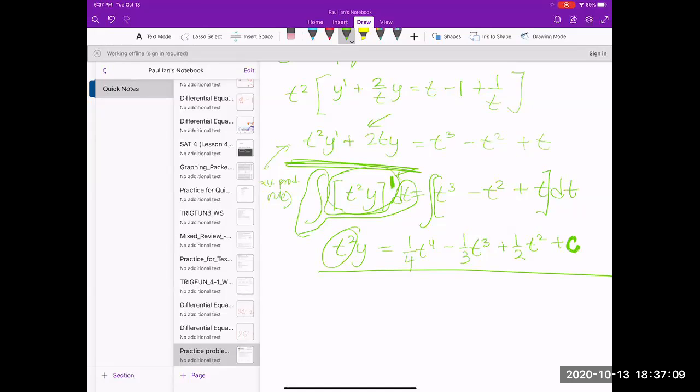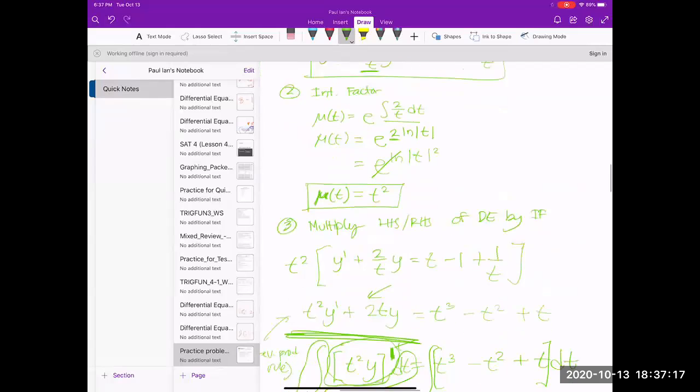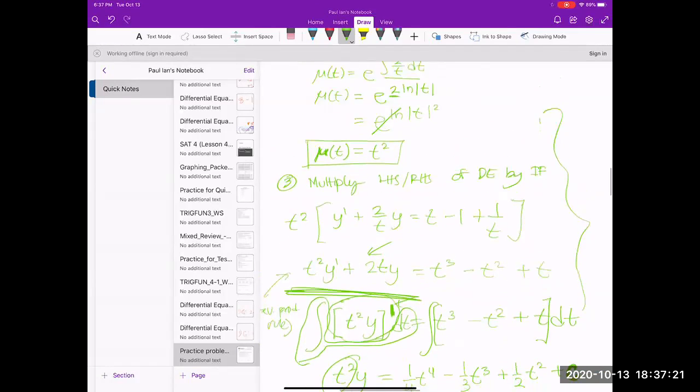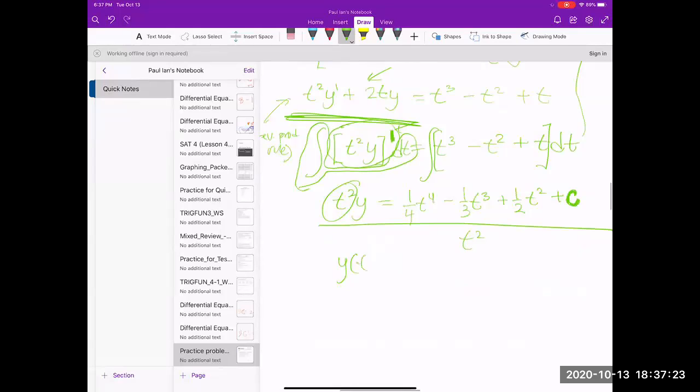This is the easiest step, simplify the y. The hardest step is pretty much far beyond us, which is all of this, the reverse product rule and the integrating factor. And then just 1/4 t squared, 1/3 t plus 1/2, and then you have this plus c.